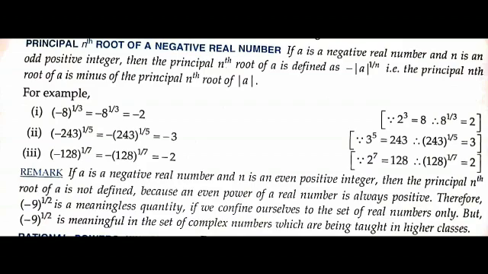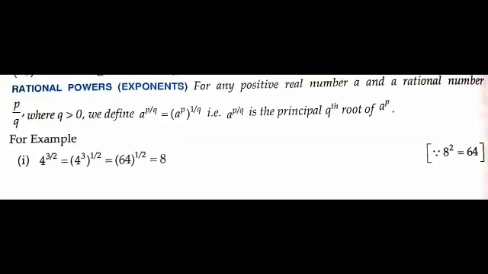Moving ahead, consider rational power. Here we have, for any positive real number a and a rational number p by q, where q is greater than 0, we define a to the power p by q is equal to a to the power p whole to the power 1 by q, that is, the qth root of a to the power p. So a to the power p by q is the principal qth root of a to the power p.